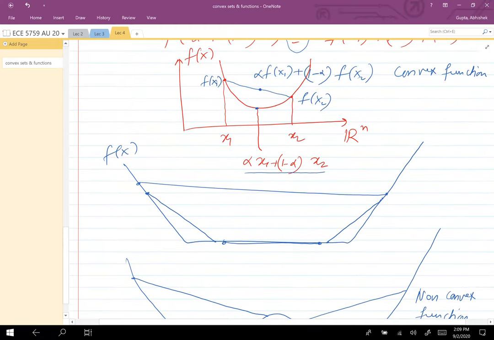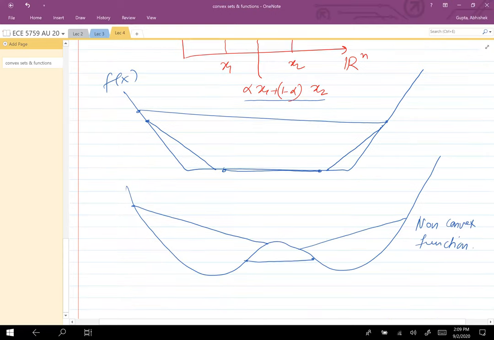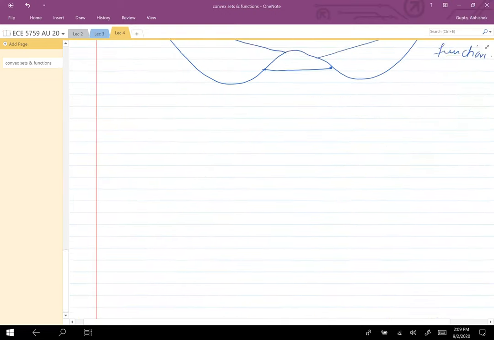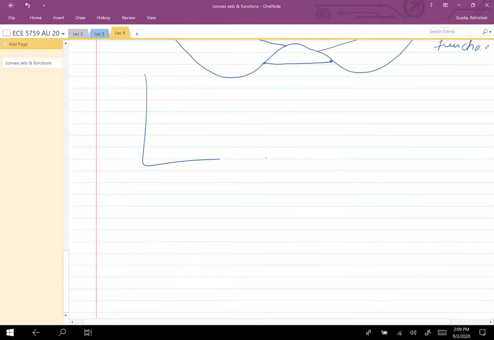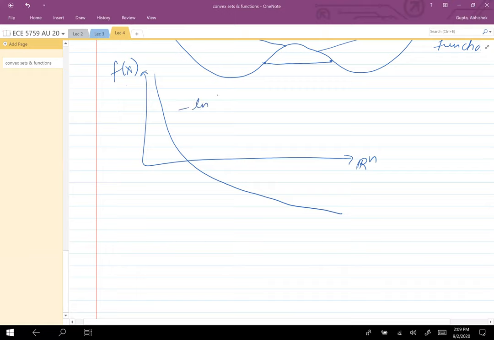So this is a convex function, this is a convex function, this is a non-convex function. And another convex function is a function like this. This is Rn, this is f(x), and this is minus log x. Well, let me call it R. So minus log x, that's a convex function.